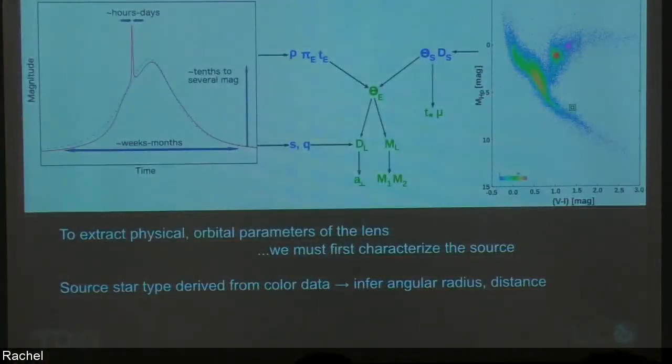I won't go into the detail of methodology because that's really not the purpose of this talk, but the main goal of the project is to understand the characterization of the source star, which is key to understanding the physical properties of the lensing system. Now, most of our targets are rather faint for spectroscopy, so we do this by multiband photometry, which we use to infer the angular radius and the distance of the source, thereby breaking down degeneracies in the model.